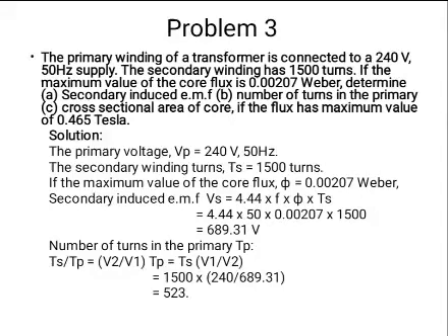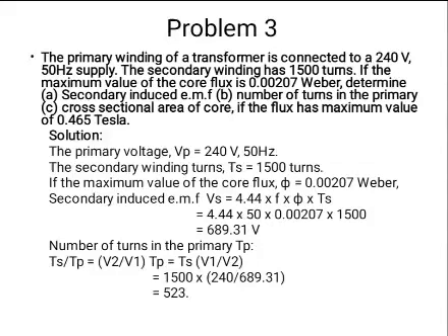Let us go into the third problem. The primary winding of a transformer is connected to a 240 volt 50 Hz supply. The secondary winding has 1500 turns. If the maximum value of the core flux is 0.00207 Weber, determine first the secondary induced EMF, second the number of turns in the primary, and third the cross section area of the core if the flux density has a maximum value of 0.465 Tesla.